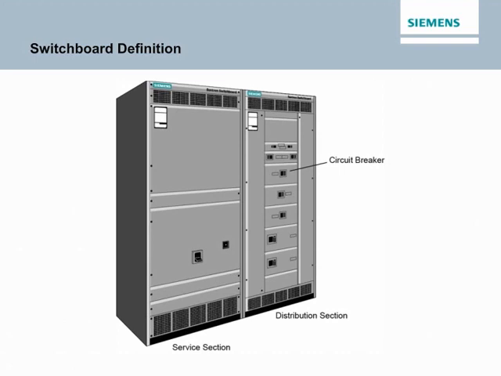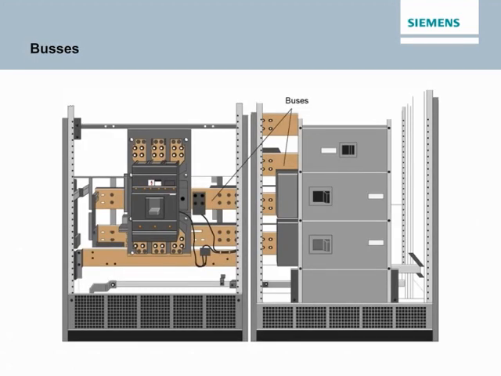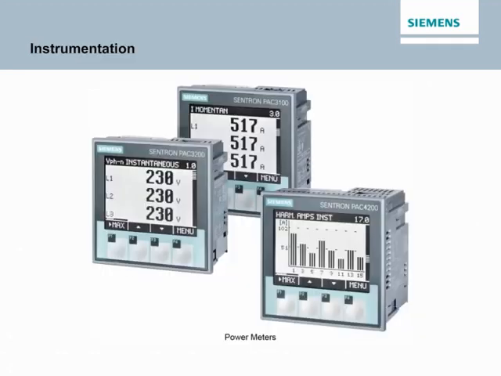This illustration shows 2 switchboard sections, an incoming or service section and a distribution section that provides power to feeder and branch circuits. Circuit breakers mounted in these sections provide overcurrent protection. Some switchboards use fusible switches instead of circuit breakers. Switchboards include buses, which are metal bars mounted inside the switchboard to conduct power to various devices. A switchboard may include instrumentation.